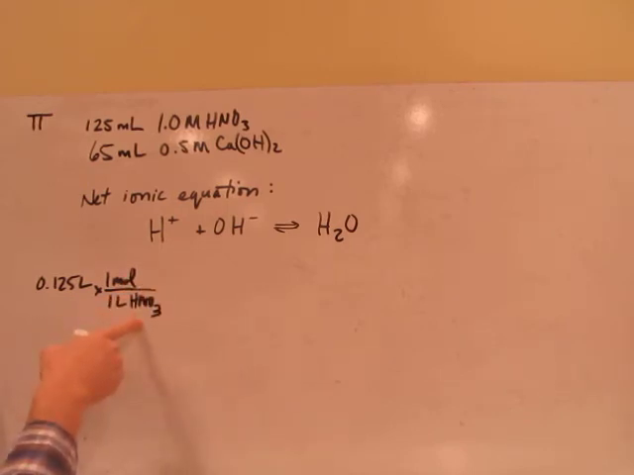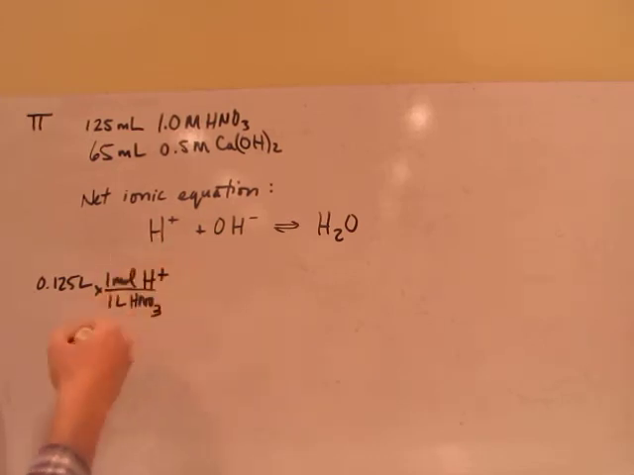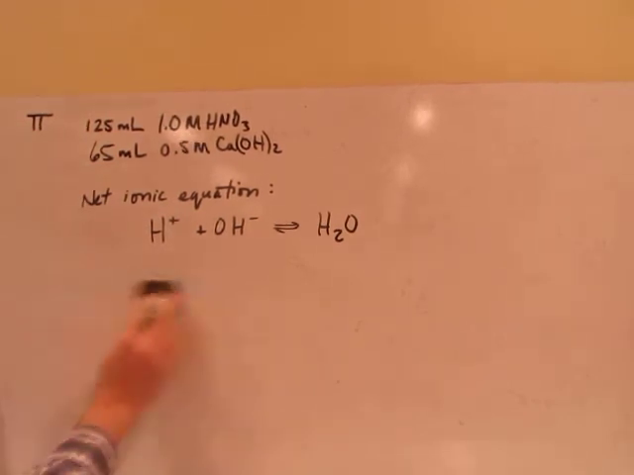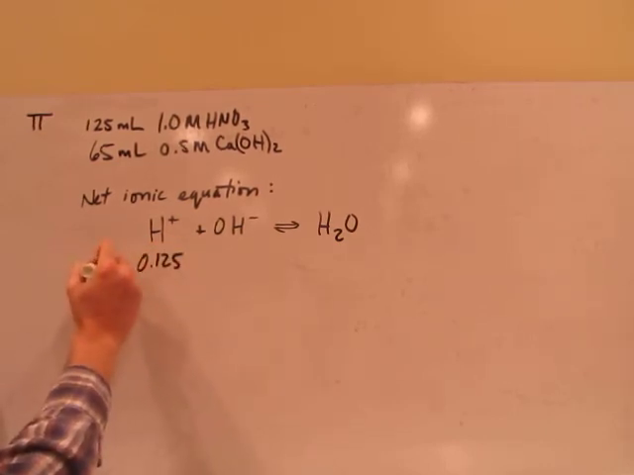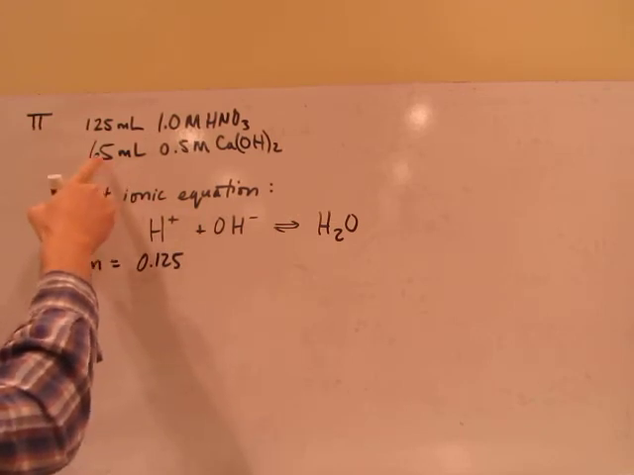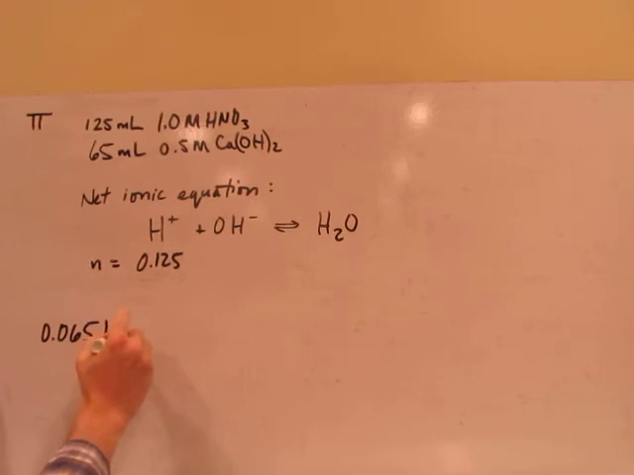And in 1 liter of HNO3, there's going to be 1 mole of H plus. So it's just 0.125. So 0.125 moles of H plus. And then hydroxide. Hydroxide, we've got 65 milliliters, 0.065 liters times.